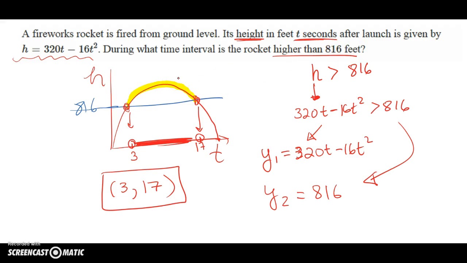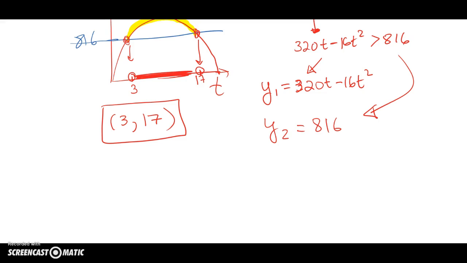So we use the graphical method to figure out what the time interval would be to keep this rocket above 816 feet. Now let's go look at it algebraically. So this is the inequality I'm supposed to focus on. I'm supposed to algebraically find when 320t minus 16t squared will be greater than 816. Remember, it's a quadratic inequality.